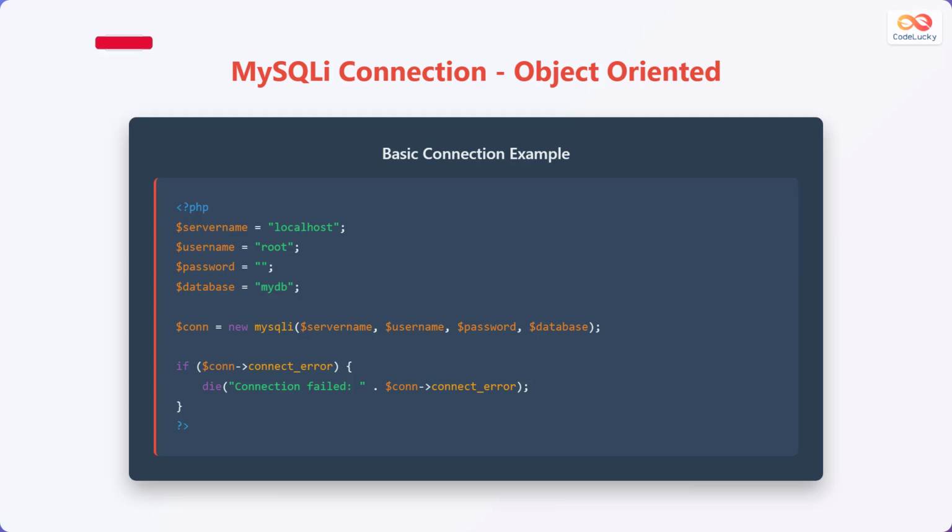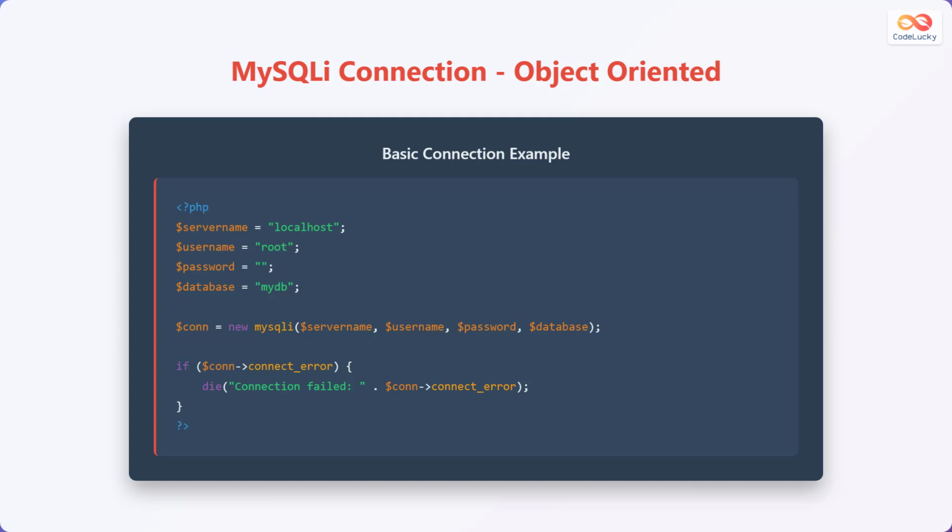Here is a basic example of establishing a connection to a MySQL database using MySQLi's object-oriented approach. First, define the server name, which is typically localhost, then the username, password, and the database name. Next, create a new MySQLi object using these credentials. It is represented as $con = new MySQLi, followed by the server name, username, password, and database.